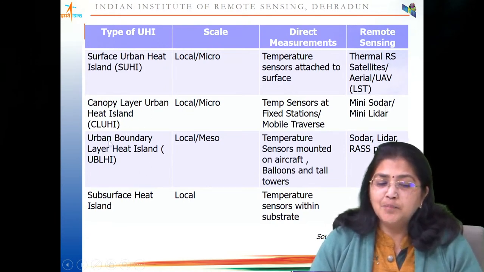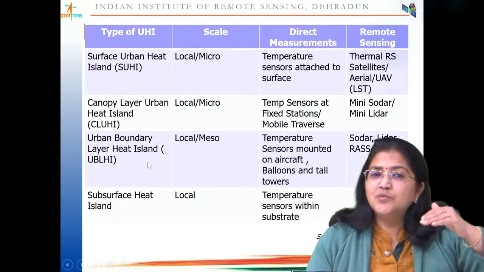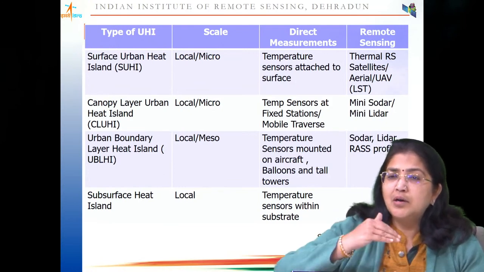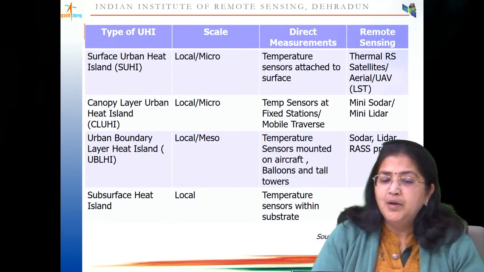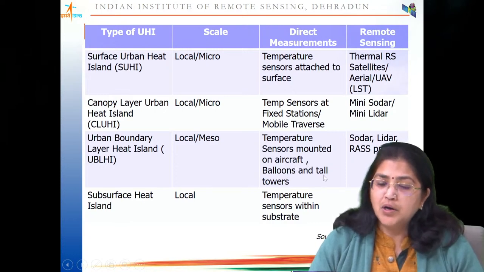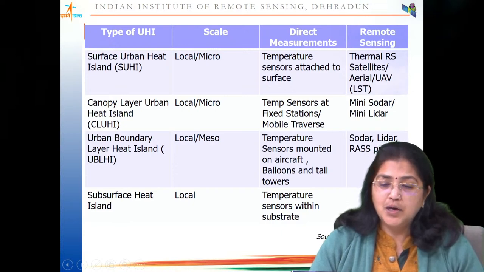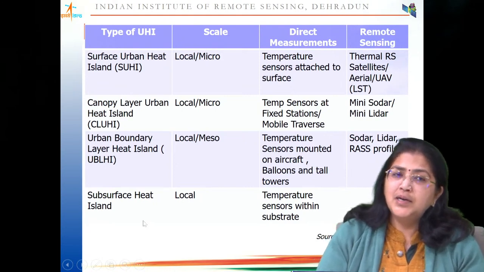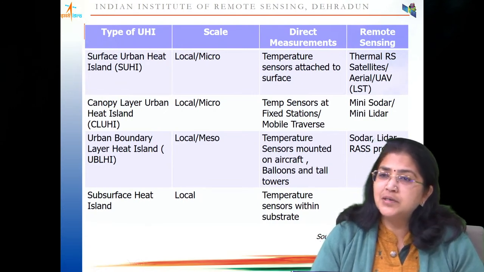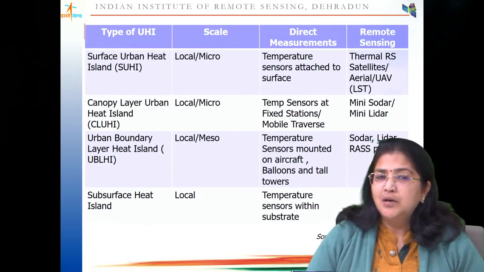Now the third one is the urban boundary layer heat island, where the urban boundary layer is the height up to which the effect of urban surfaces goes. This urban boundary layer heat island is also studied using temperature sensors mounted on aircraft, balloons or tall towers, and sometimes using SODAR, LIDAR or profilers. And there is one more, a less studied aspect of heat island, the subsurface heat island, and that can be studied using temperature sensors within the substrate or the ground.